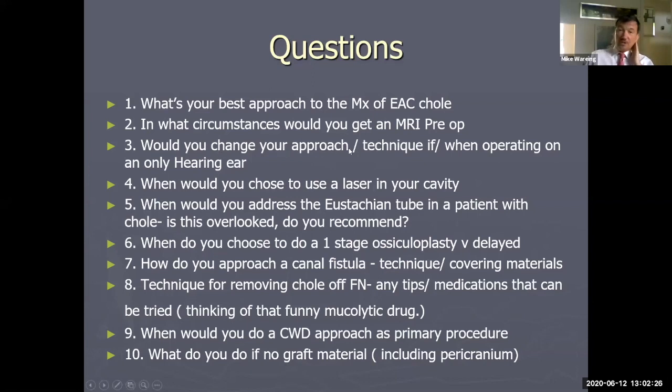Would you change your approach technique when operating on an only hearing ear? Well, the answer to that is no, because that suggests, would you do something better than you would normally do? And the answer is no. You'd normally do the best thing that you could do normally. So the approach is really very similar. You've again got to take the disease out, and you've got to reconstruct it as appropriately. So that's what I would think about.